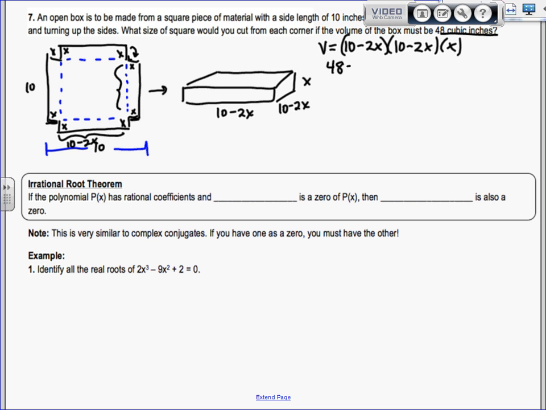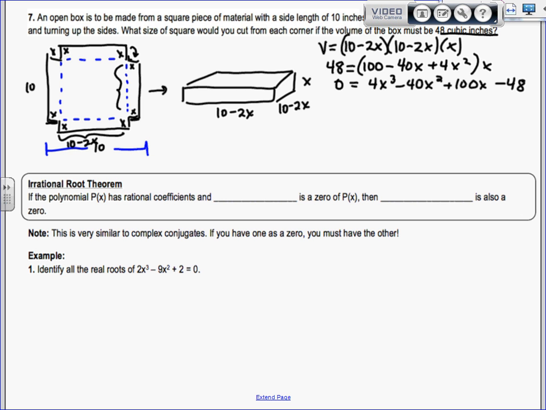So I'm going to have 48 equals, and I'm going to multiply it all out. So 10 times 10 is 100. I have minus 20x, so I get minus 40x, plus 4x squared, but I still have that x. So I'm going to multiply that in. So I'm going to have a 4x cubed, right? I'm writing in descending order as I do this. 4x cubed minus 40x squared plus 100x, minus 48 as I subtract it over, right? Minus 48 equals 0. And I'm going to try to solve for x.